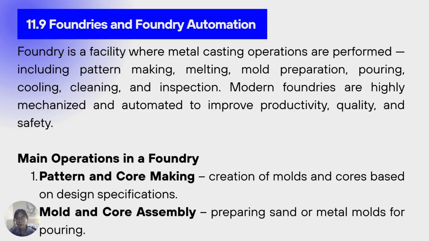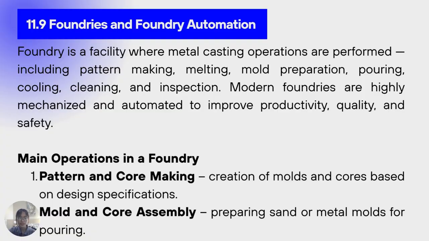Now lastly, 11.9, foundries and foundry automation. Foundries are specialized facilities where all melting and casting operations take place, from pattern and mold making to melting, pouring, knockout, and finishing. Modern foundries combine traditional casting techniques with advanced automation and digital technologies to improve quality, productivity, and safety. There are 5 main stages of a foundry operation. The first being pattern and core making. It is creating molds and cores based on design specification.